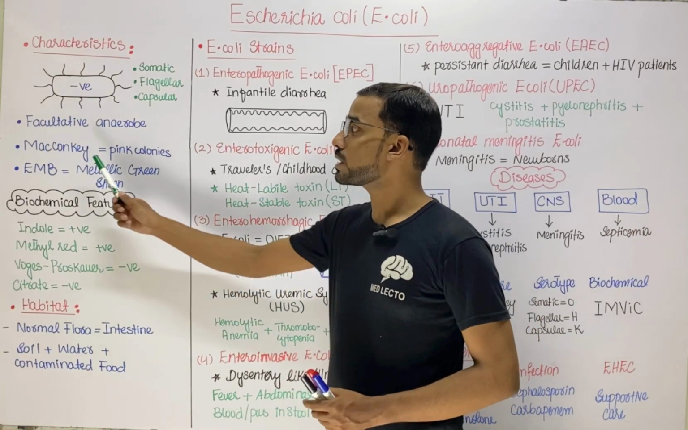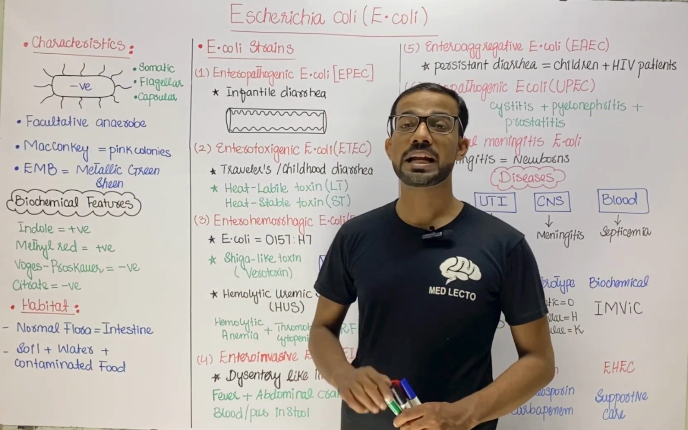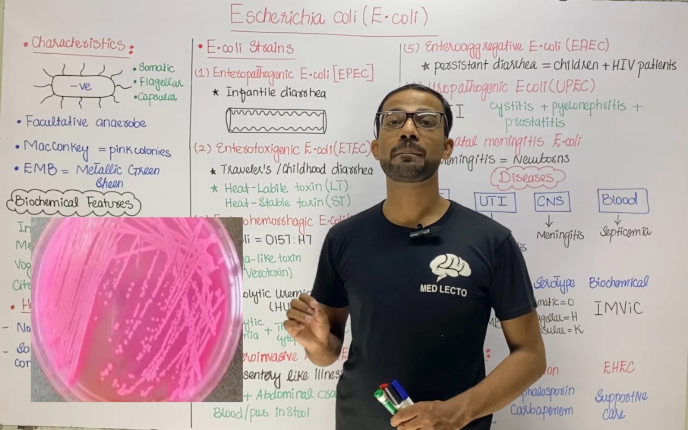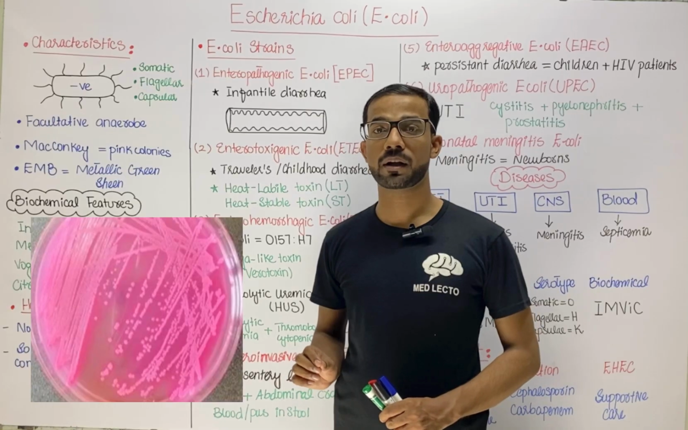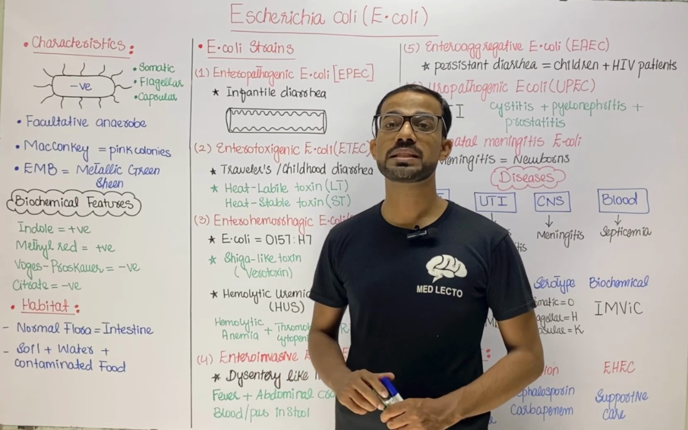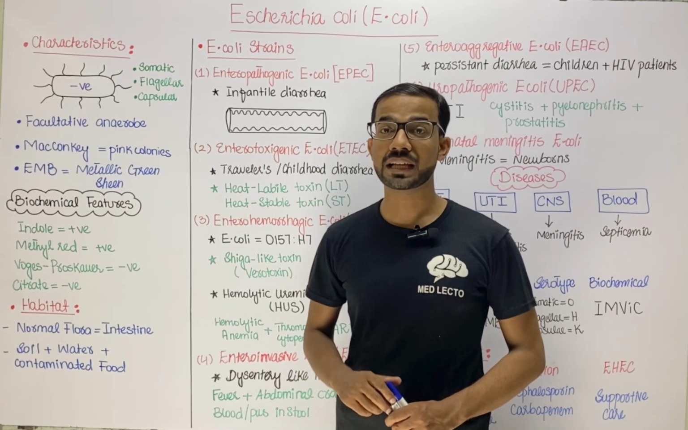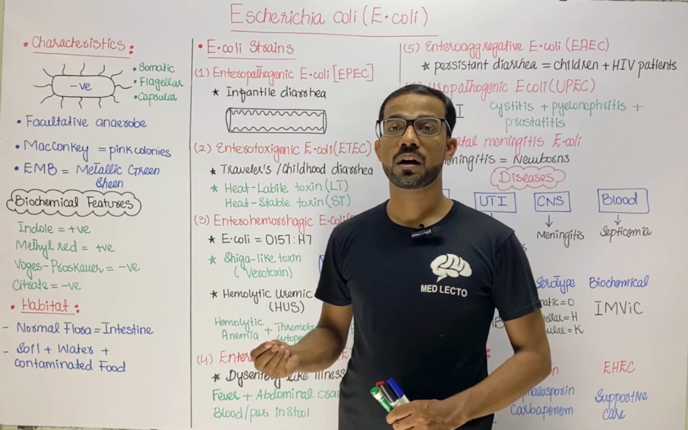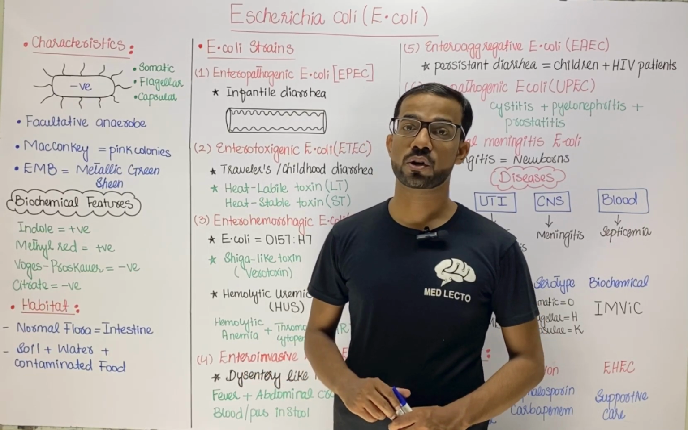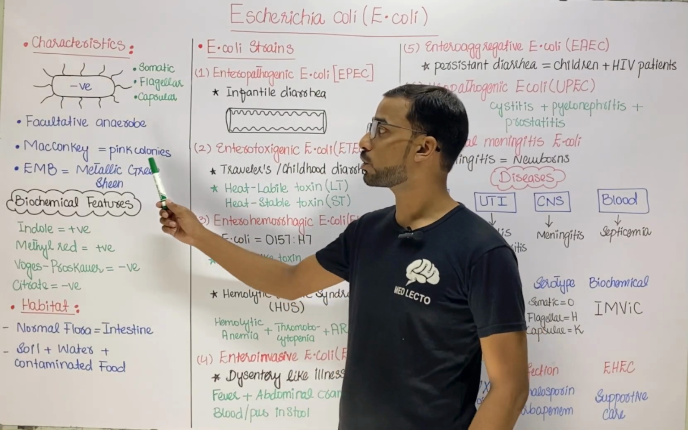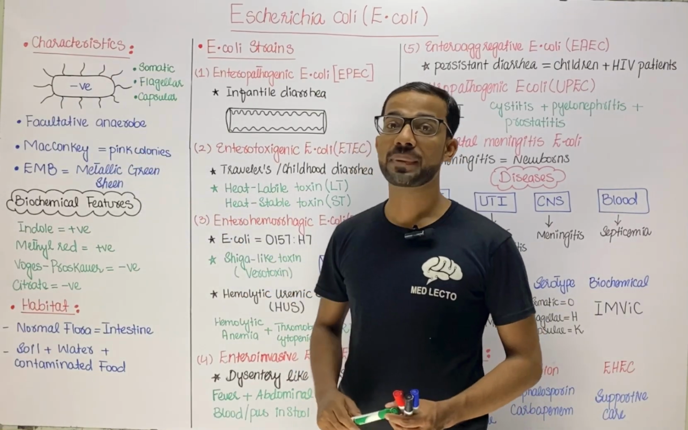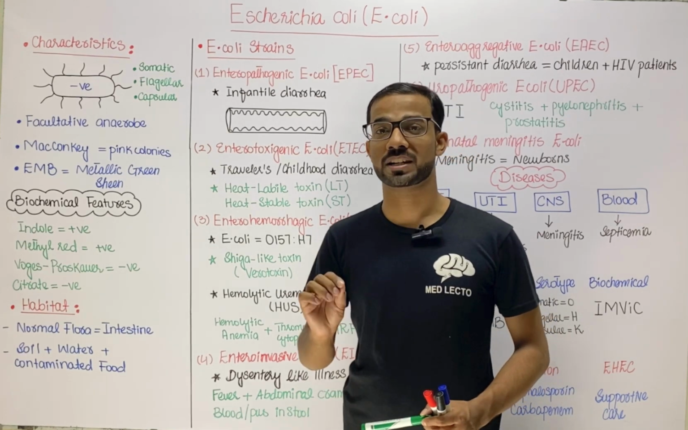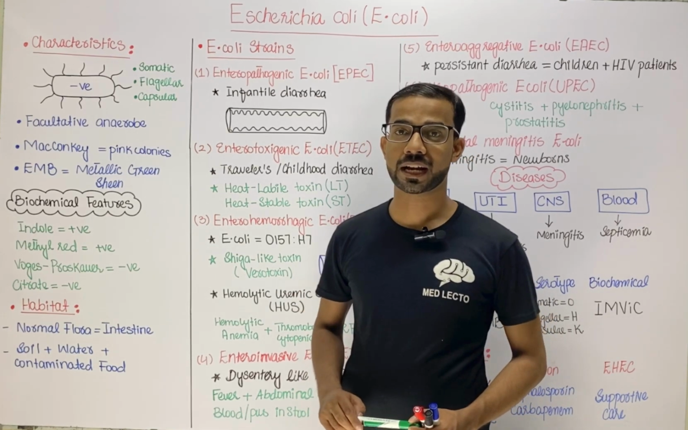Second, it grows on the MacConkey agar and it produces pink colonies because it ferments the lactose that is present in the MacConkey agar. Otherwise, those bacteria that don't ferment the lactose produce colorless colonies. So it ferments the lactose, and that way it produces pink colonies on the MacConkey agar, which is the favorite agar for gram-negative bacteria.